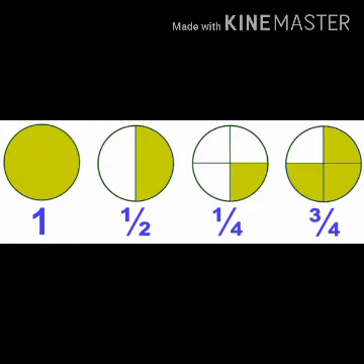In the next picture, we divide the circle into 4 equal parts. So one portion is called 1 by 4. In the next picture, we divided the circle into 4 equal parts and colored 3 parts, so we can write it as 3 by 4.